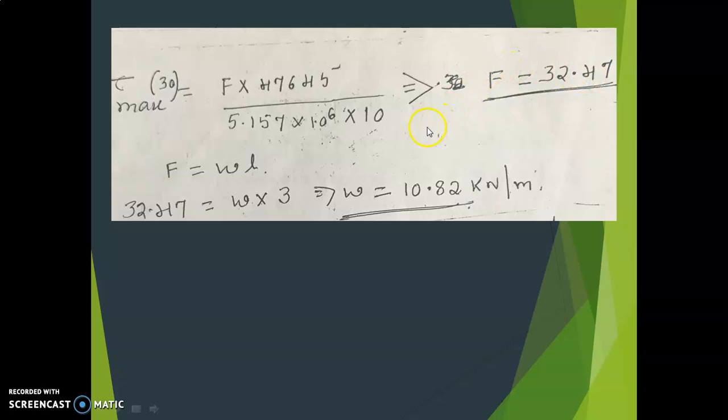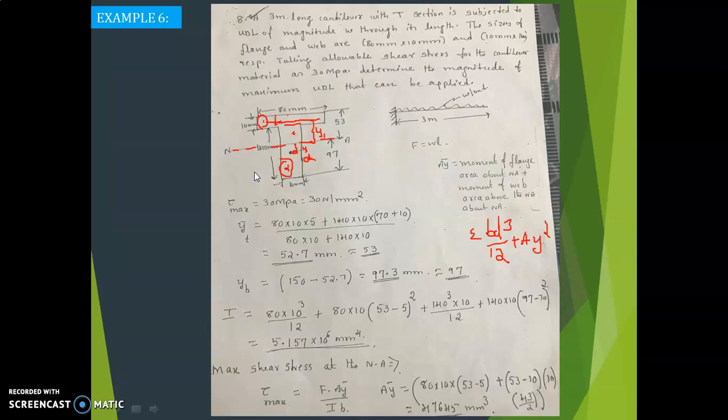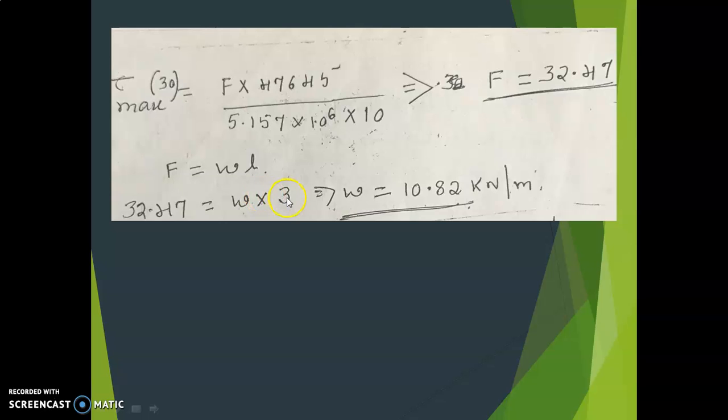That is in kilonewton. Now we want W, not the shear force. So what is the shear force for the cantilever beam when the UDL is entirely loaded? Then F is equal to W into L. So F is 32.47, which is equal to W into L. What is L? L is equal to 3 meter, the length of the beam is 3 meter. So dividing by 3, you get 10.82 kilonewton per meter.